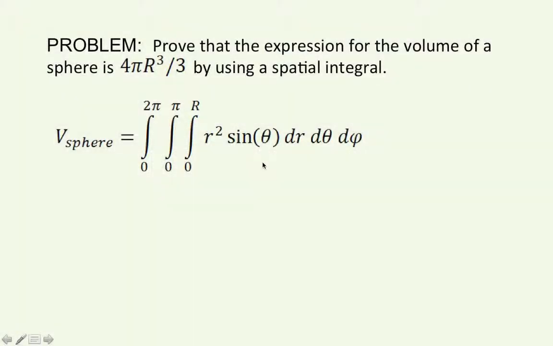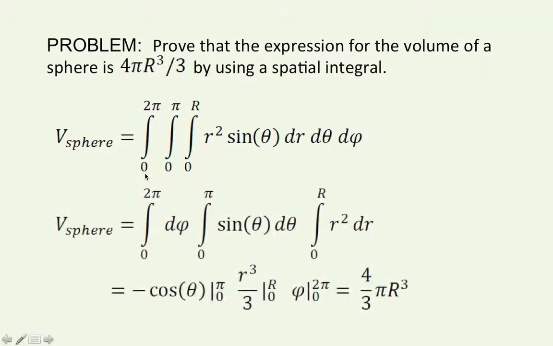Here again, you need to set up a triple integral. You're going to use the Jacobian r squared sine theta, and you'll need this element dr, d theta, and d phi. Dr will go from 0 to big R, d theta will go from 0 to pi, and d phi will go from 0 to 2 pi. When you solve this integral, you should find that you get 4/3 pi times big R cubed, or the familiar equation for the volume of a sphere.